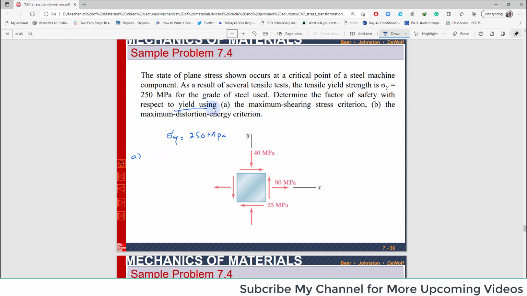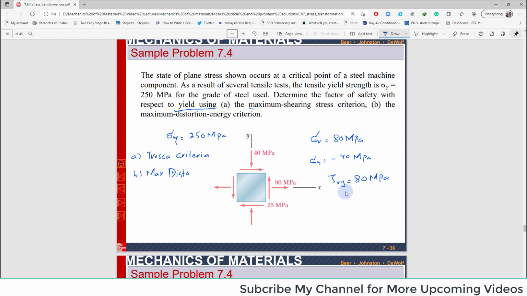So you have to use the criteria for ductile material. Also it is given: the maximum shearing stress criteria, so you will use Tresca criteria, and you will use the maximum distortion energy criteria. Clear? To find the factor of safety, you can see here sigma x is given. Sigma x is equal to 80 megapascal. Sigma y is given, that is minus 40 megapascal, under compression, and tau xy is given as positive 80 megapascal.